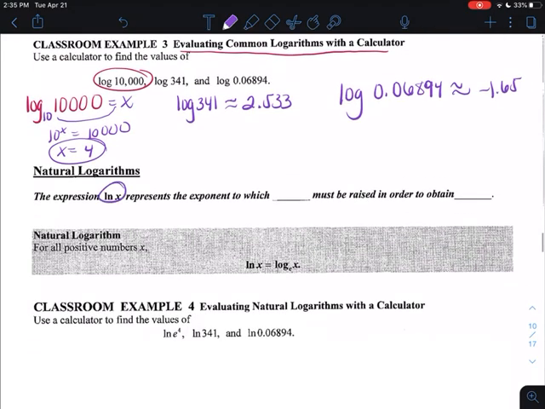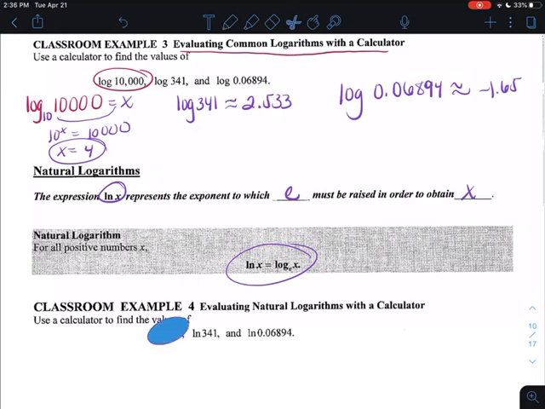Then you have natural log. Natural log looks like this. You don't even see the word log. We write it as ln. ln of x represents the exponent to which e must be raised in order to obtain x. So whenever you see ln, that's really log base e of x. Instead of writing log base e of x, we just write ln of x.